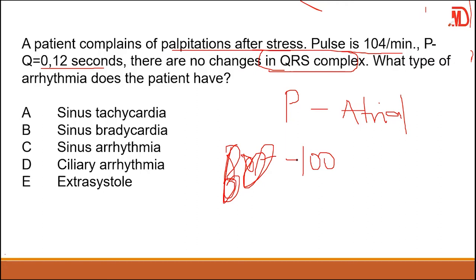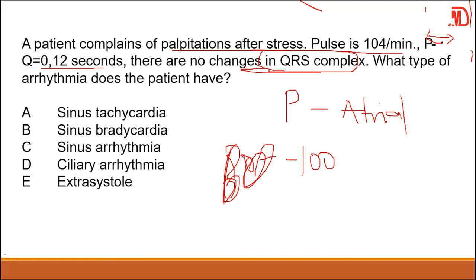Now, the question has told us that there's no problem with the QRS complex. That means the ventricles are absolutely okay. So right now, what we are left with is the PQ. I don't know if they're talking about the PQ interval or the PQ segment. This is 0.12 seconds, which is a little bit short. That means it's occurring at a faster rate, and that's what palpitation is. Your heart is beating at a faster rate.